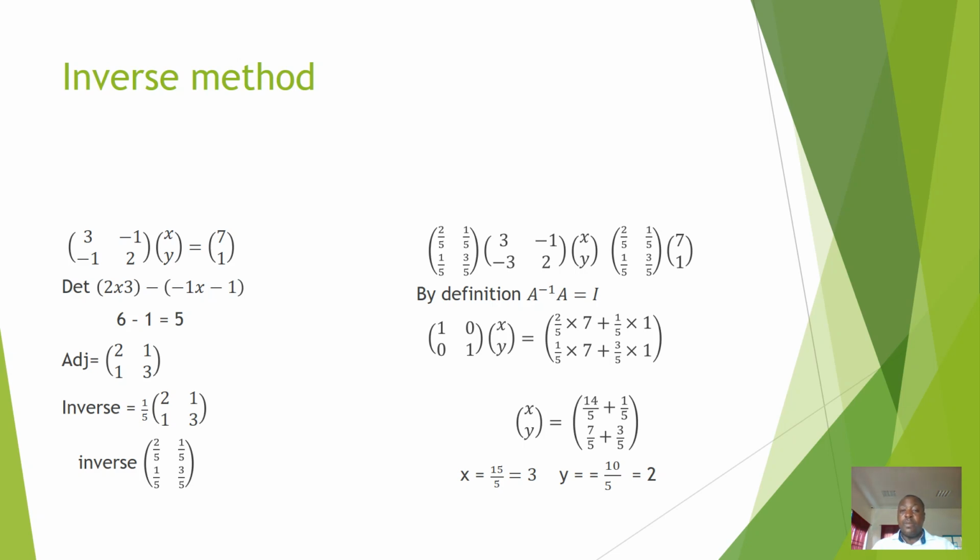But by definition, an inverse of a matrix times the matrix, we get an identity matrix which is unit. Instead of wasting time to do the multiplication there, just quote that definition and it will lead you to 1, 0, 0, 1 into xy. Do the multiplication on the other side. We end up having x equaling 14 over 5 plus 1 over 5. Then y is equal to 7 over 5 plus 3 over 5. We end up having x is equal to 3 and y is equal to 2.